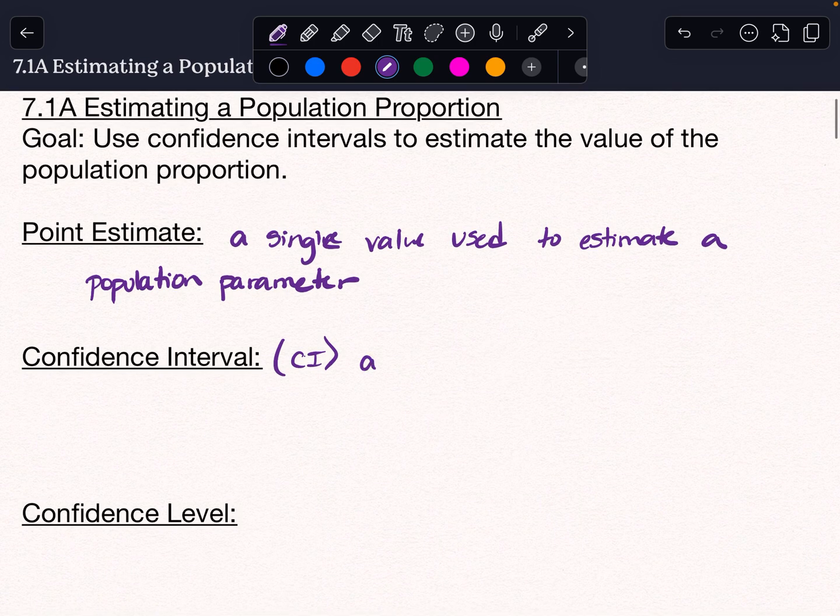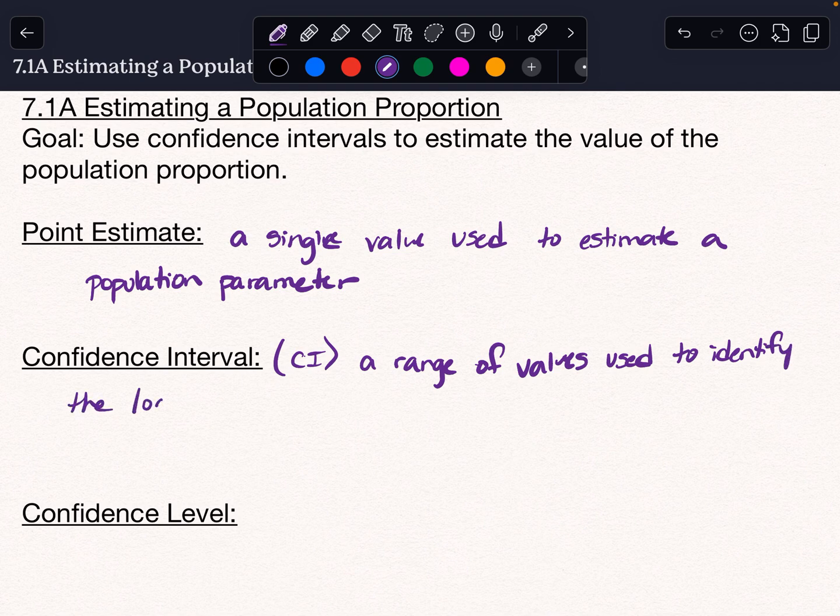So I'm going to say this is a range of values used to identify the location of the population parameter. But if I'm saying 60 to 80% of people know what Facebook is, am I 80% confident that's accurate? Am I 90% confident? Am I 95% confident? I need to know how confident I actually am in the range of values that I'm stating. So that's what the confidence level is.